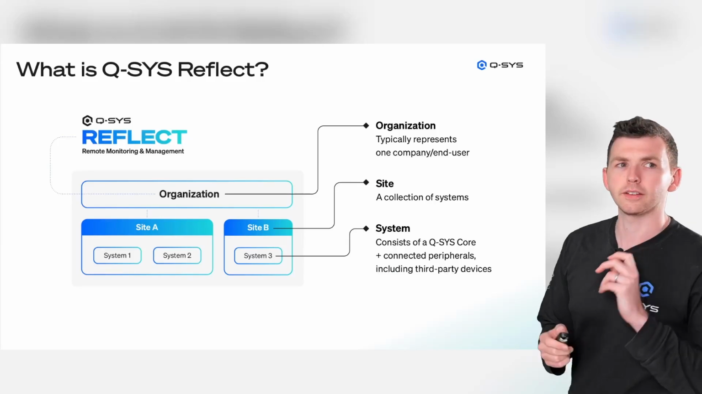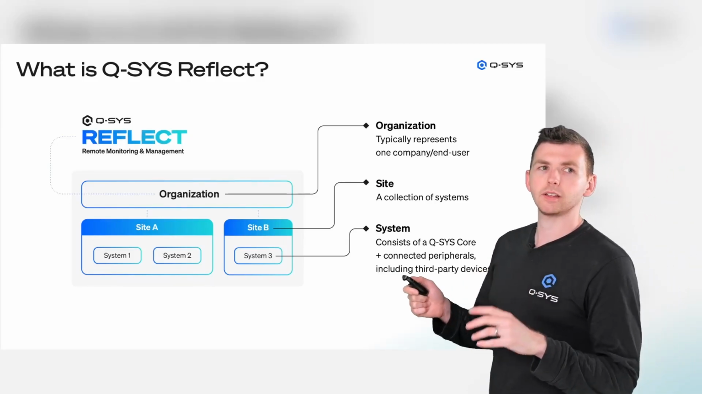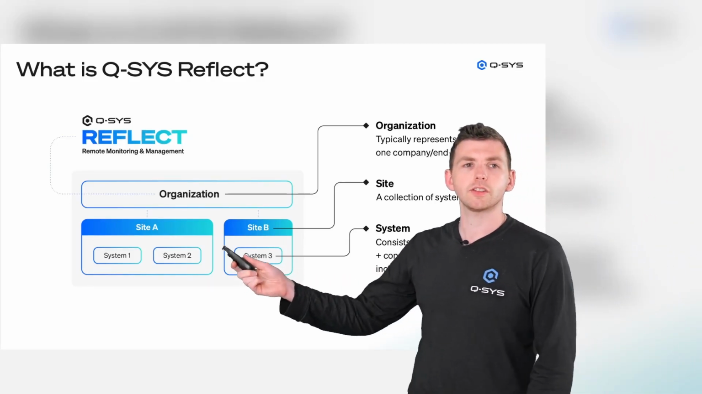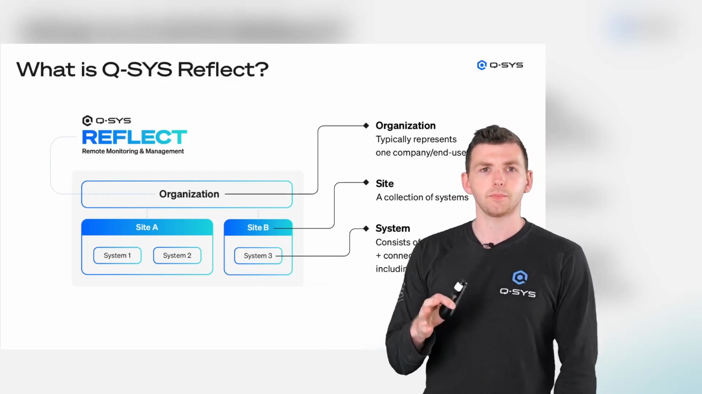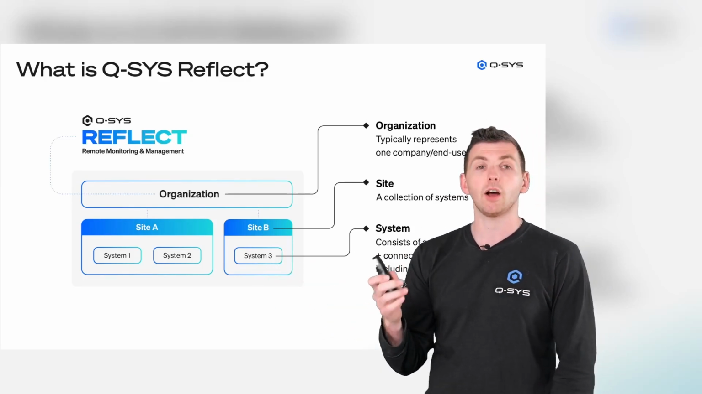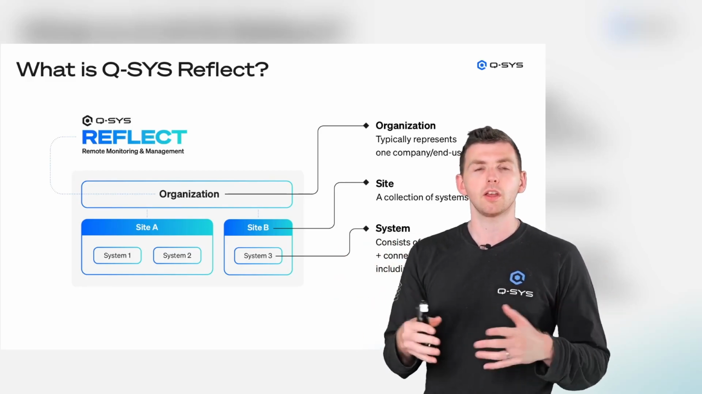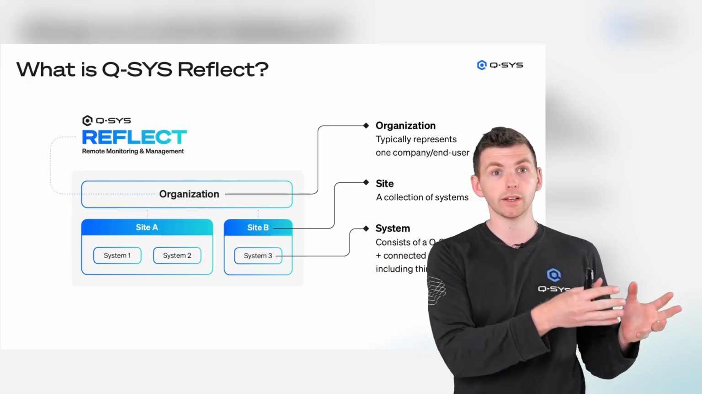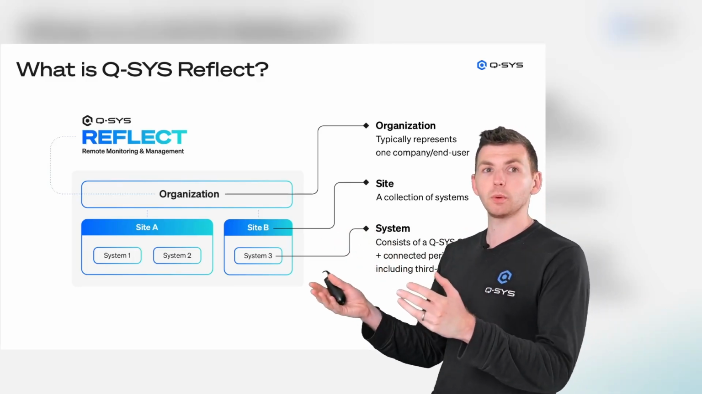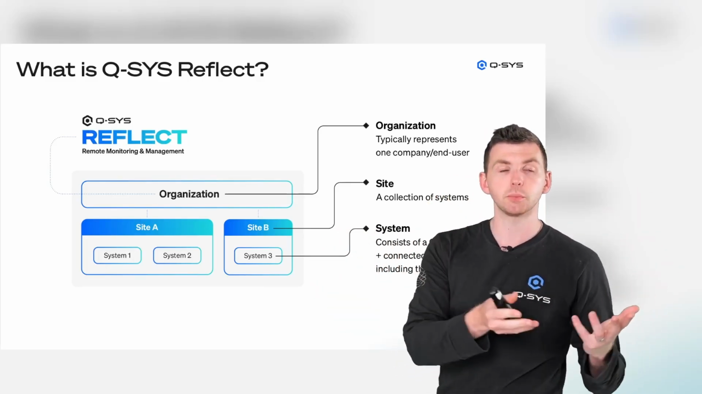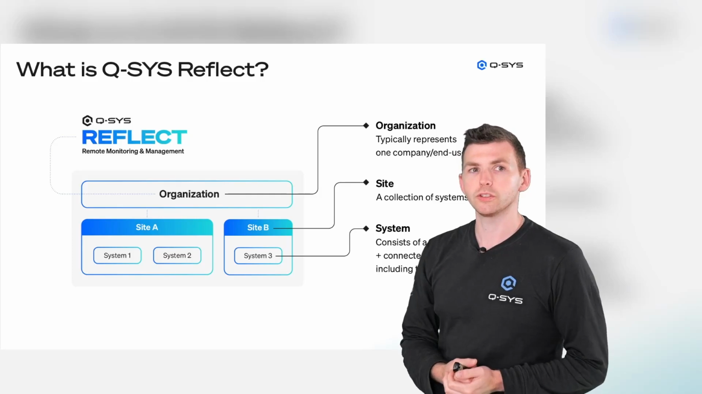So what is Reflect? Well, Reflect basically works like this. We have this concept in Reflect of a system. And any of the systems we've made right now, any of those cores and all of their associated peripherals, we call that a system. That could be one little room, or it could be this great big room we're working on right now, or it could be that divisible space. Those are called systems.